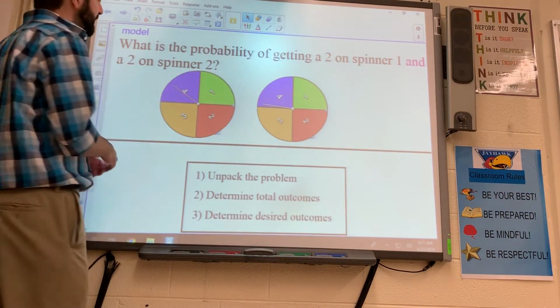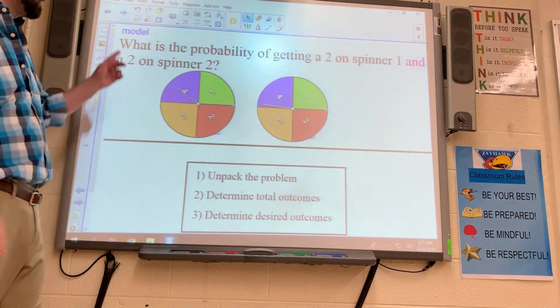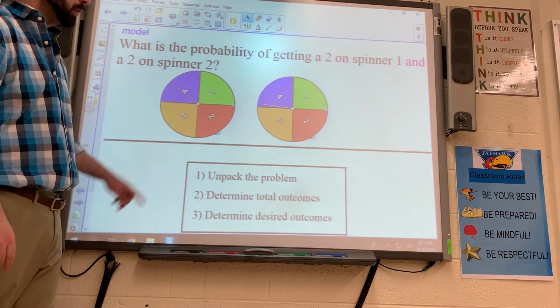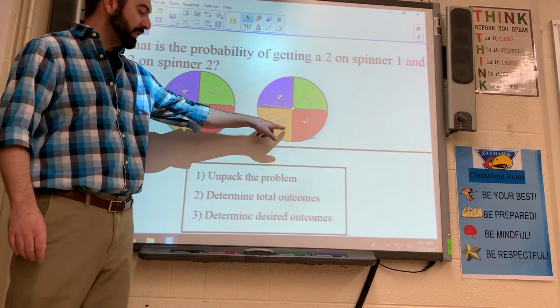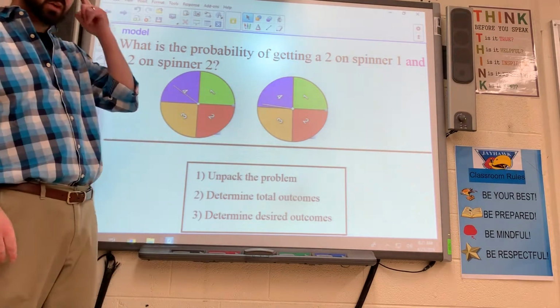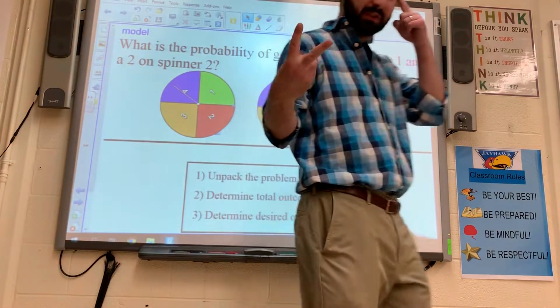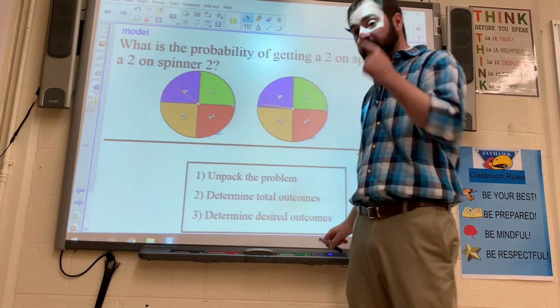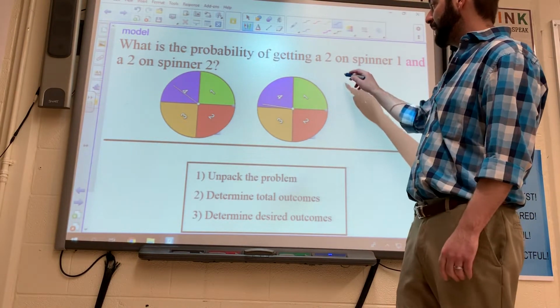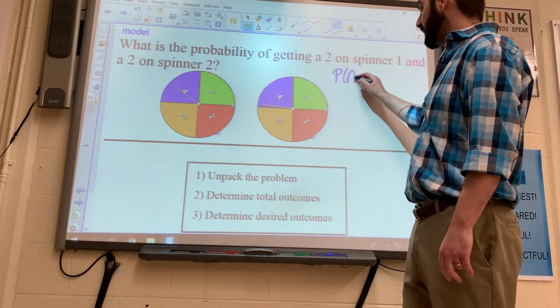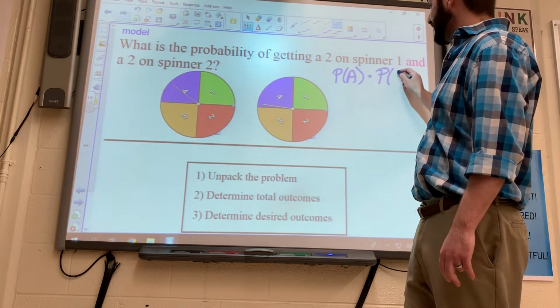All right, as far as today goes, I'm going to model a couple for us. So what is the probability of getting a 2 on the first spinner and a 2 on the second spinner? Well, the first thing is, is there one event or 2 events here? Well, I have 2 spinners and they're each getting spun, so that's going to be more than one event. So I know it's the probability of the first event times the probability of the second event.